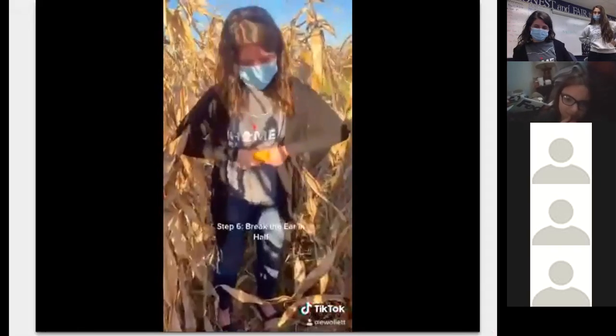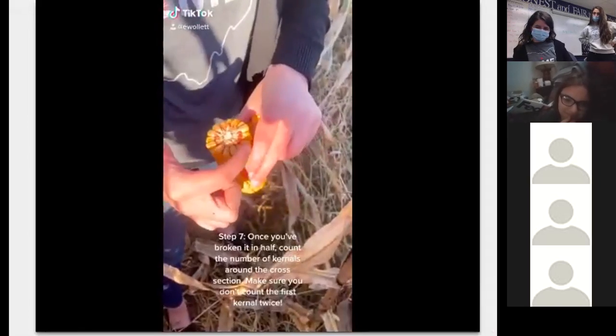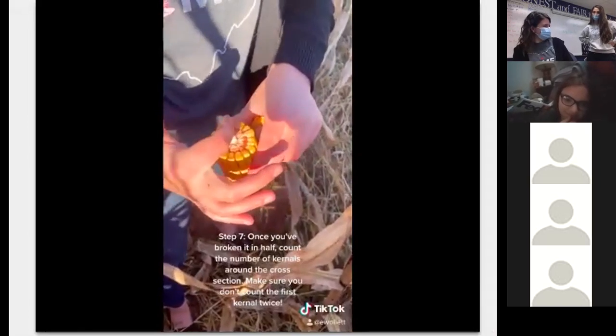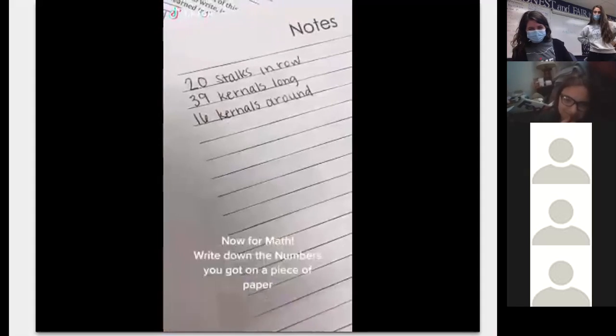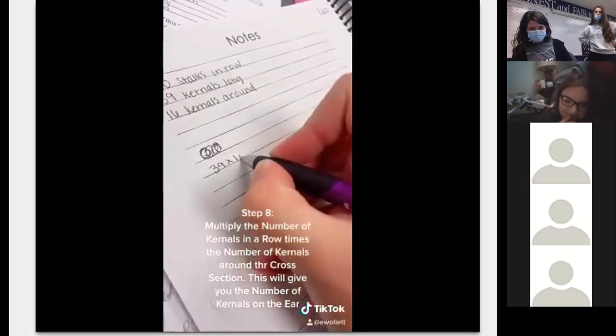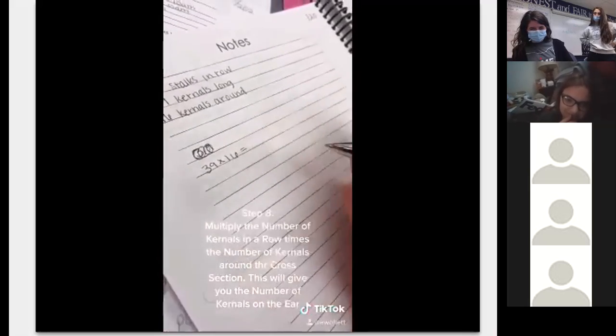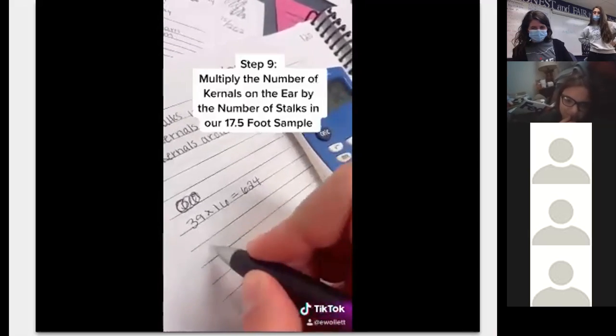Then you're going to break it in half. Once you've broken the ear of corn in half, this is what we call the cross section of an ear of corn. You want to count the kernels around, but you don't want to count the one you started with twice. We got 16. Now it's time to do some math. We want to figure out how many bushels per acre we're going to get off this field. So I'm going to take the number of kernels in a row times the number of kernels in the cross section of the ear of corn. This will give me the total number of kernels on the ear that we selected.